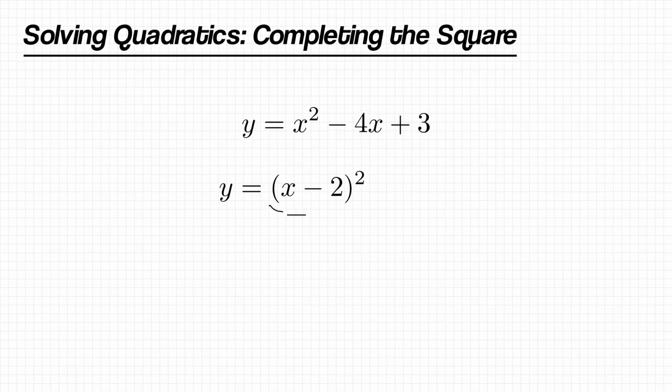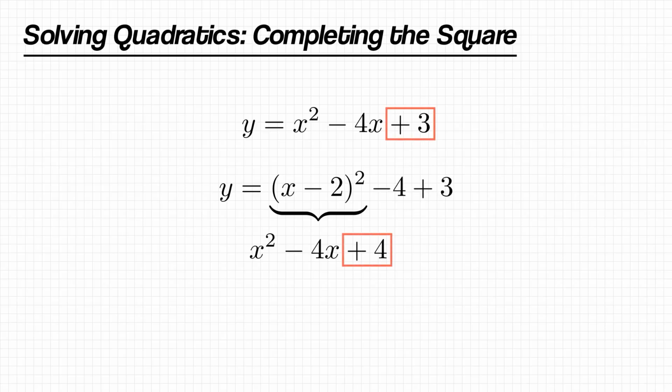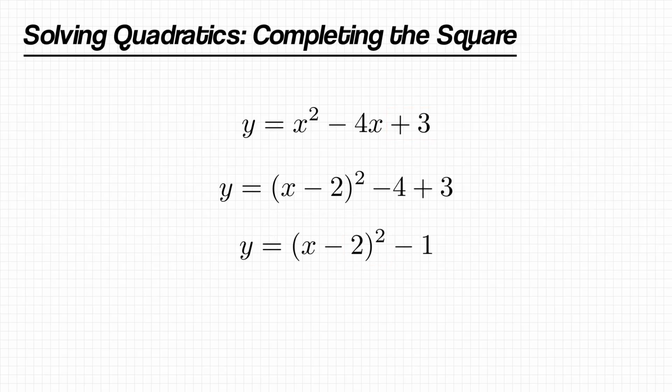If we were to expand that squared bracket, we would get x squared minus 4x plus 4. However, we need plus 3 rather than plus 4, so to correct we can simply take away the 4 and add the 3 back in. Simplifying down, this would give us y equal to (x minus 2) all squared minus 1.